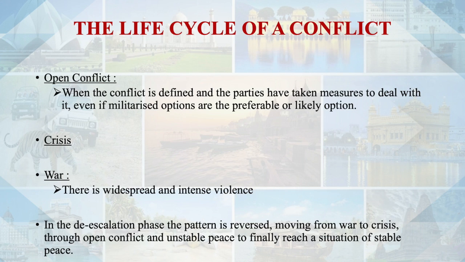In the de-escalation phase, the pattern is reversed. It means we move from war to crisis, crisis to open conflict, then unstable peace, and then finally stable peace. In the escalation phase, first we have stable peace, then unstable peace, finally open conflict, then crisis, and then war. And in de-escalation it is just the reverse of that: war, then crisis, then open conflict, then unstable peace, and finally we move to stable peace. So these are the different phases.